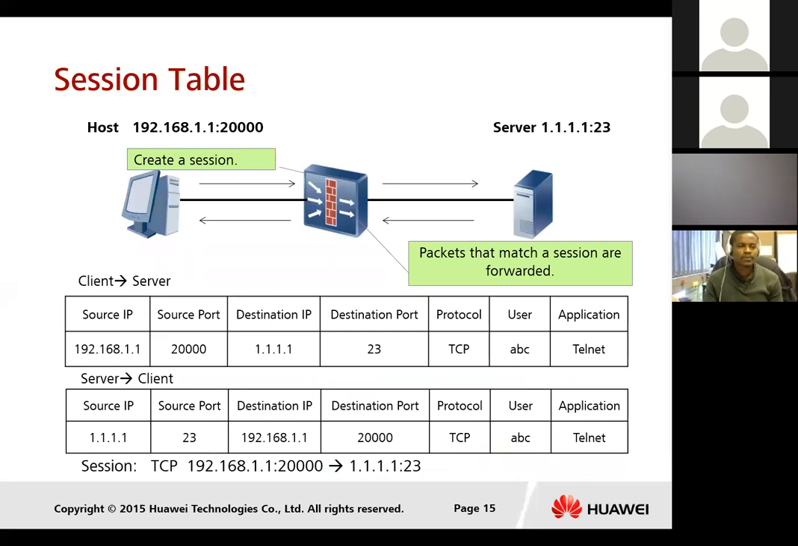When the host 192.168.1.1 goes to the server 1.1.1.1 at a destination port, there is a source IP, source port, destination IP, destination port. So when I create a session, when it's going out, I will keep a record. What is your source IP? What is the source port? Where do you want to go? What is your destination port? The protocol that you're using, the user, and the application. I keep this information down in my tables.